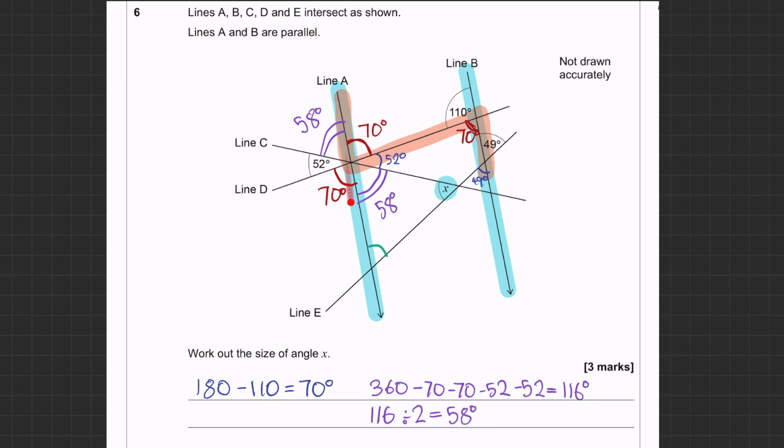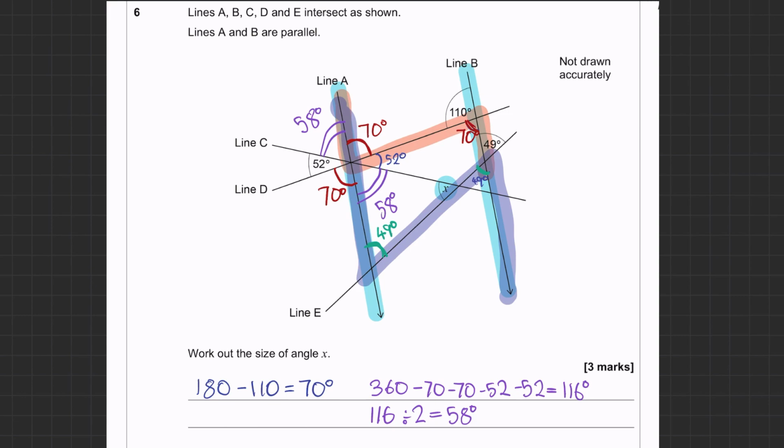Well, remember these two are parallel lines. If we just focus on this bit then, I'm going to highlight this. So we've got this, this, and then this. We can actually see we've got alternate angles. So this 49 degrees must be the same as this angle here. So this is 49 degrees.